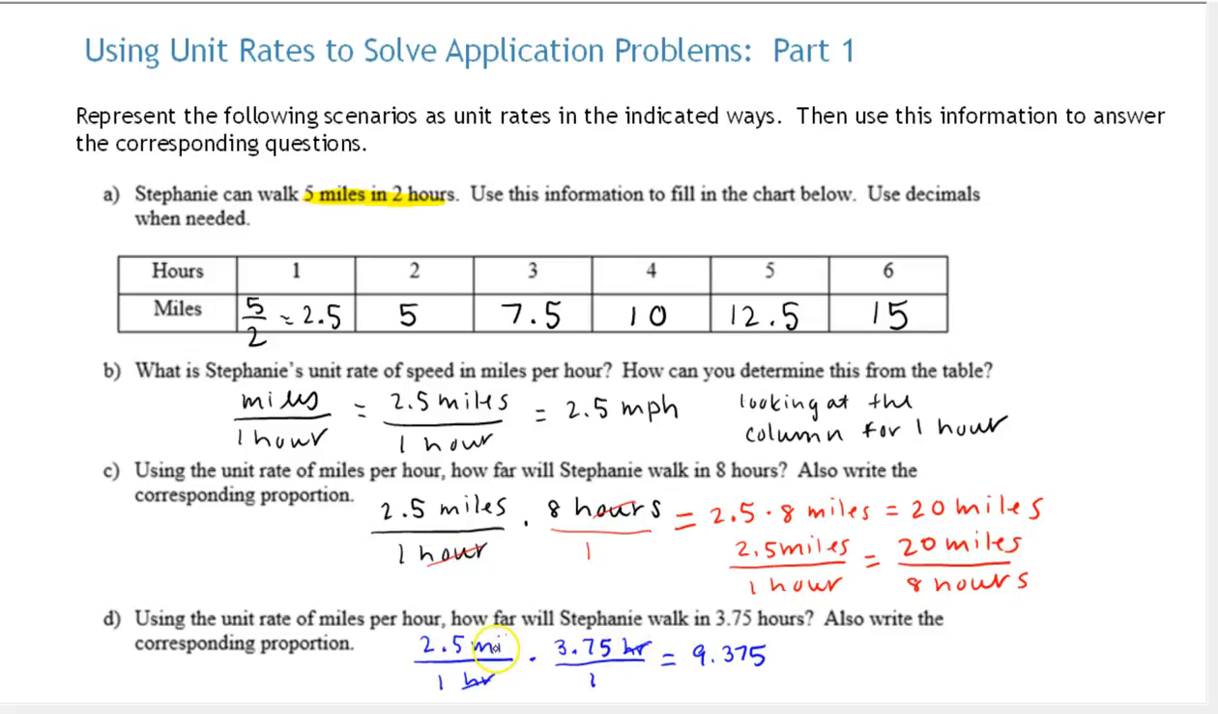And remember, our units left are miles. So in 3.75 hours, she can walk 9.375 miles. The corresponding proportion would be 2.5 miles is to 1 hour, as 9.375 miles is to 3.75 hours. So again, these two ratios have different numbers, but they are equivalent.